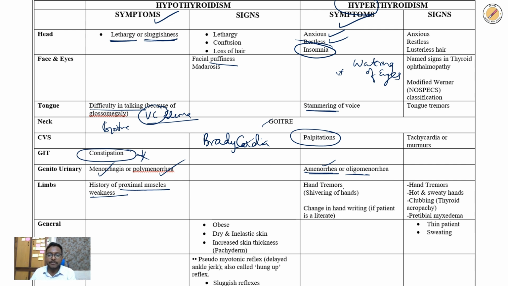Now, when it comes to limbs, there will be shivering of the hand. So how will you ask history of hand tremors? You can ask about shivering of the hands. If the patient is literate, you can ask about change in handwriting. This is another important point. You can ask whether there is any shivering of hands when you try to thread a needle or when you try to do certain things like that. Okay. So these are the symptoms of hyperthyroidism.